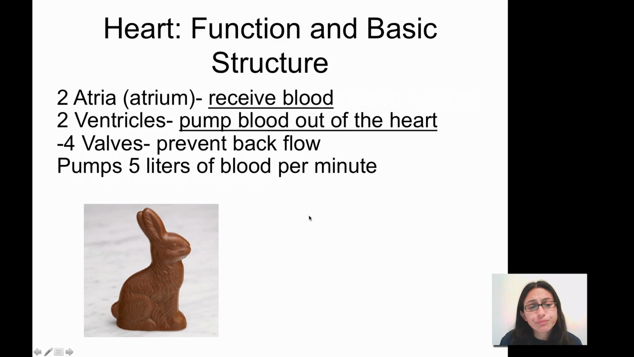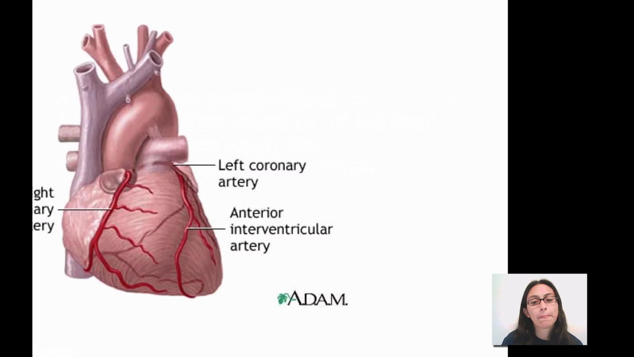Okay? Now your heart can pump about 5 liters of blood per minute. That's about, I believe, 1.3 gallons. So a little over 1 gallon of blood per minute.